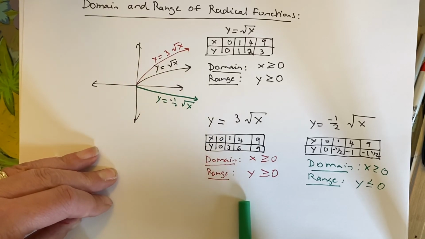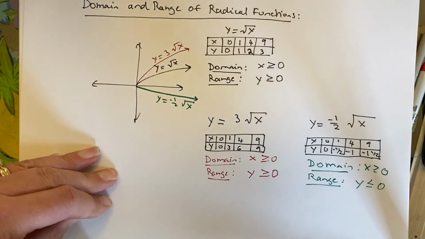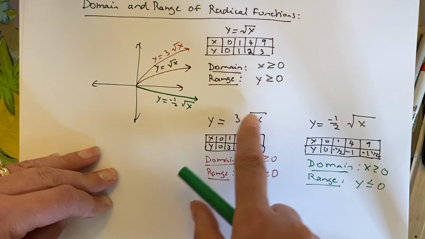I'm going to stop this here, and in the next video, I'm going to do examples 3 and 4, and we'll take a look at what happens when we add a number outside the radicand and inside the radicand.